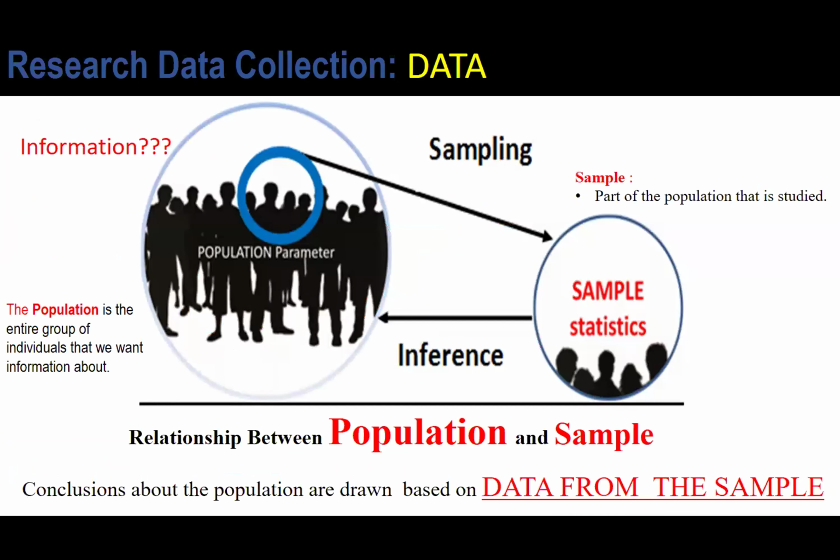So what is data? When you want to do research, you need information about a particular population, but because of limited resources, be it workforce, be it money, and so on and so forth, you cannot study the whole population. Therefore, you extract a sample through sampling. From the sample, you get statistics, and then through the process of inference, you apply the results you got from the statistics to the wider population. This can only be possible if you are able to collect appropriate data.